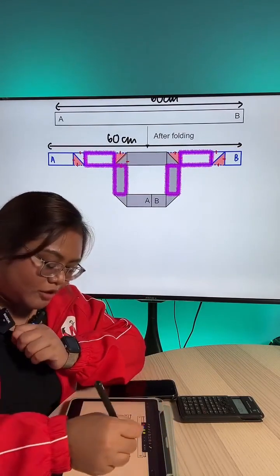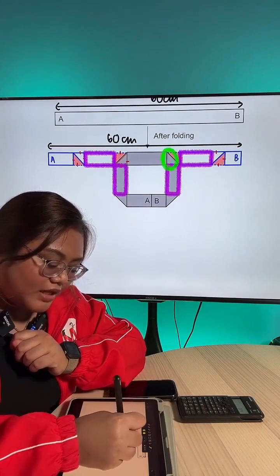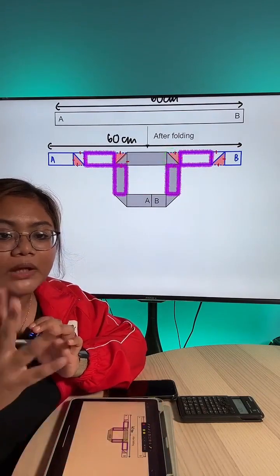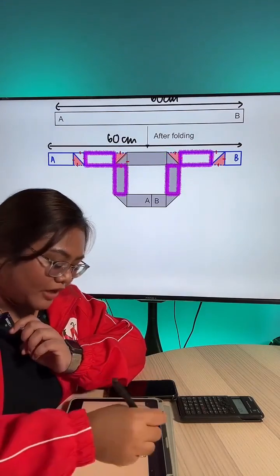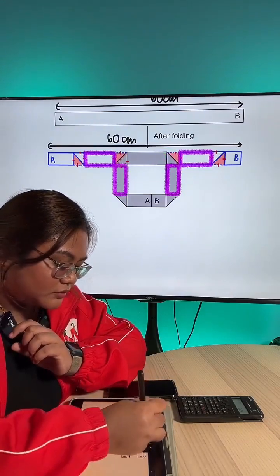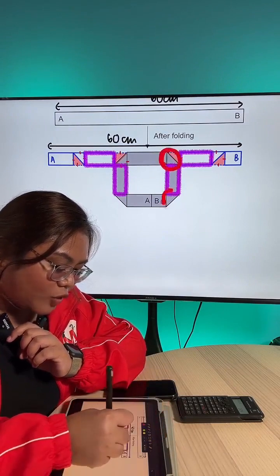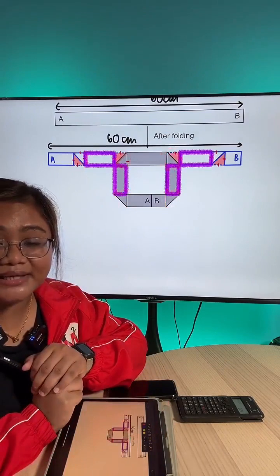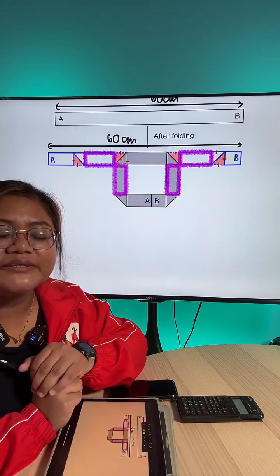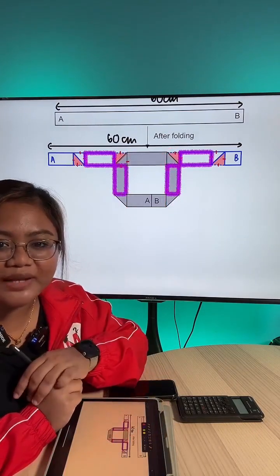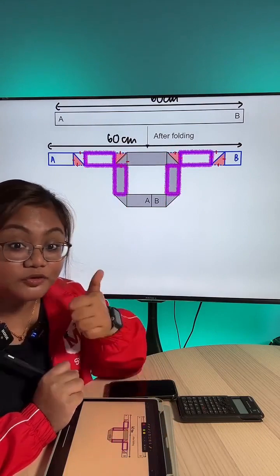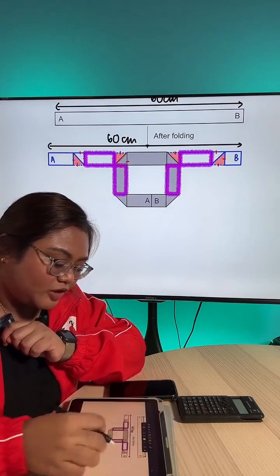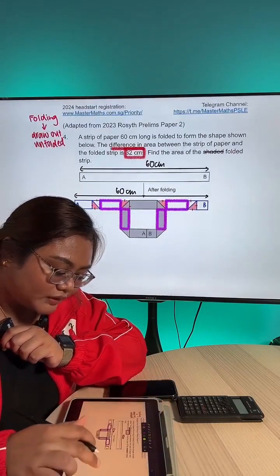Why? Because we have a double overlapping portion. The triangles here are overlapping with each other. So all these parts highlighted in red are actually the difference. That's right, because of the overlap. Okay? So far so good? So that's the very first conclusion. The difference is because of the overlapping triangles.